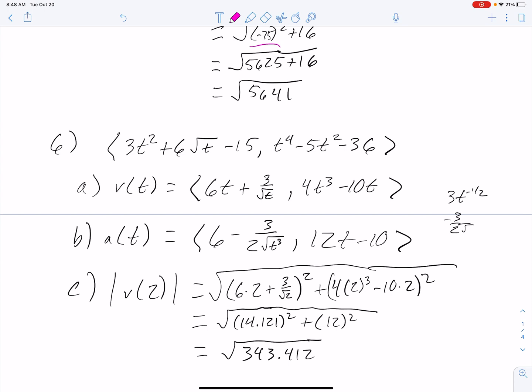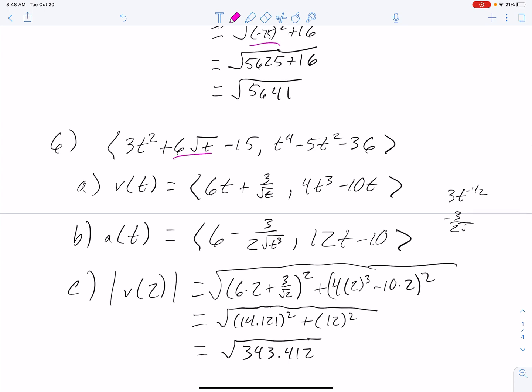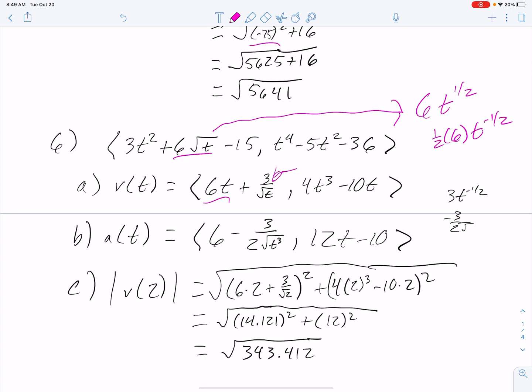Some more of the same, just with a little bit of extra work needing to be done because of that square root. So I've got my derivative of 3t squared, 6 root t. Remember, I could rewrite this as 6 times t to the 1/2, which means its derivative would be 1/2 times 6, t to the negative 1/2. That's how I got my 3 in the numerator and my root t in the denominator. Derivative of t to the 4th, derivative of negative 5t squared, and then of course the derivative of constants is 0.